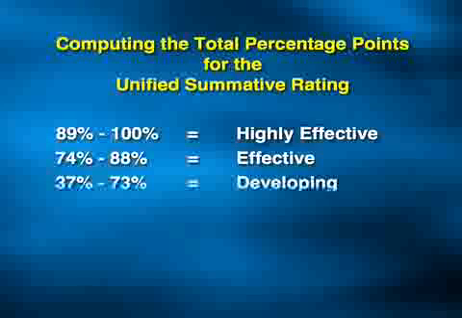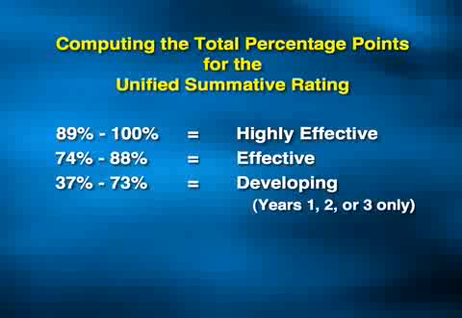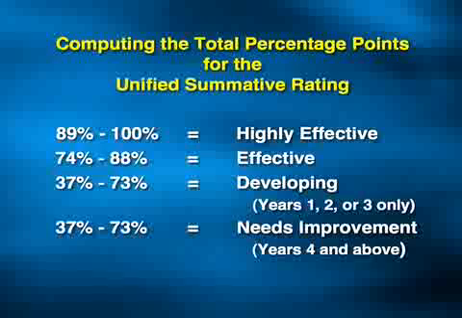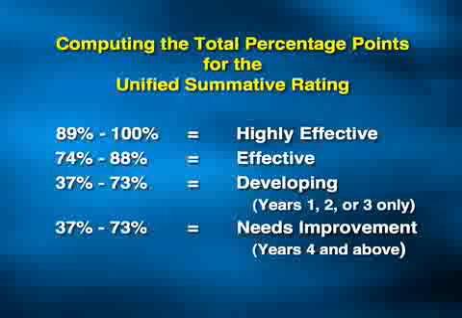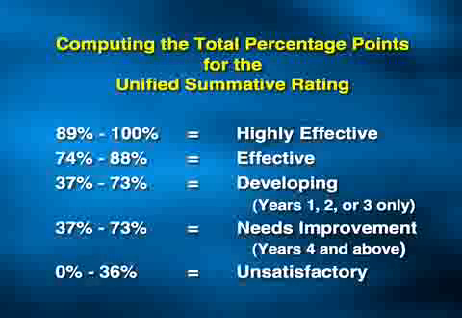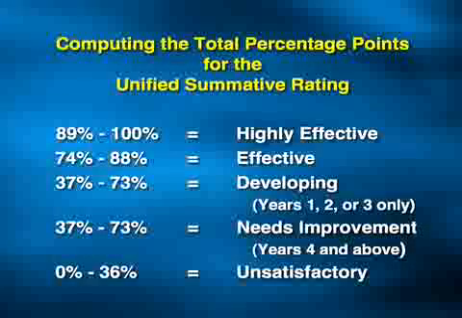Professionals in their first 3 years of teaching who attain a total of between 37 to 73% will receive a rating of developing. For professionals in their 4th year of teaching or beyond, this same score range will generate a rating of needs improvement. Any score of 36% or below will generate a final summative performance rating of unsatisfactory. After the state finalizes the value-added model, it may be necessary for the district and UTD to revisit the rating scale and adjust it if appropriate.